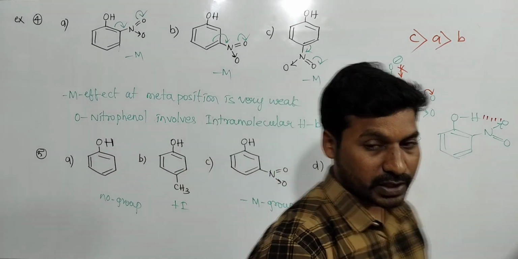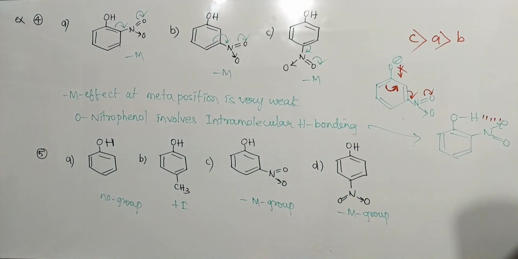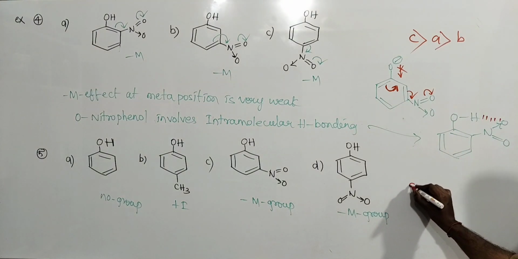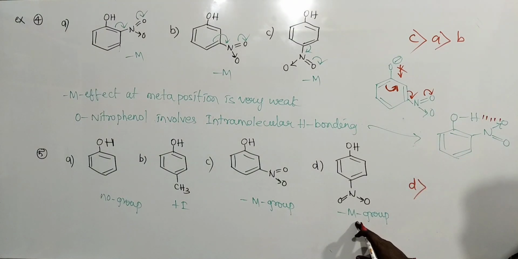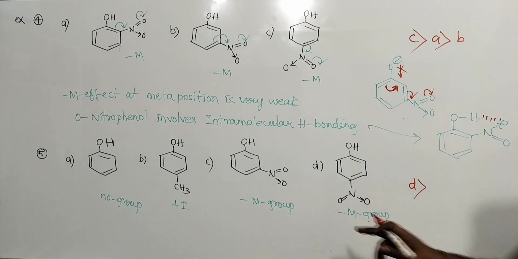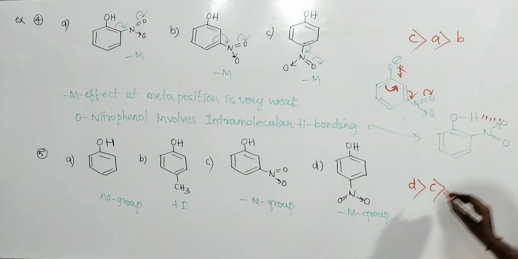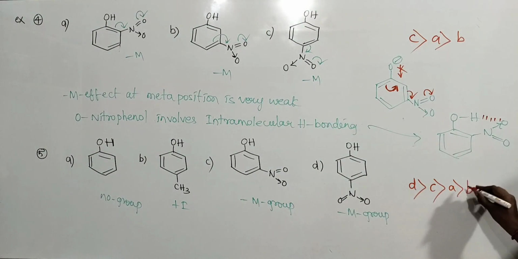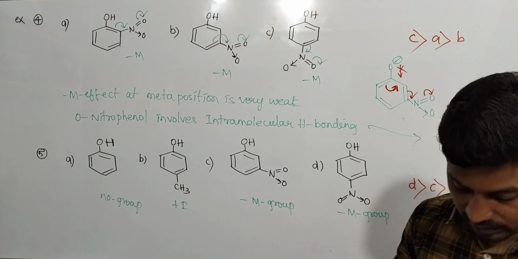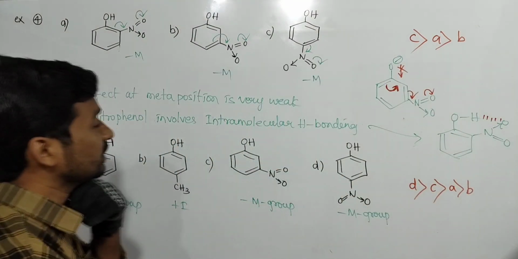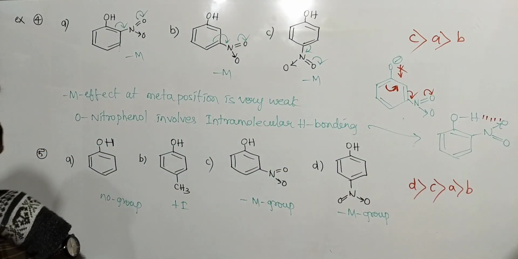Which one is strong acid? Among these four, D strong acid, then C strong acid, then between these A strong acid, then B. Thus acidic strength varies. Okay, hope you understood well.